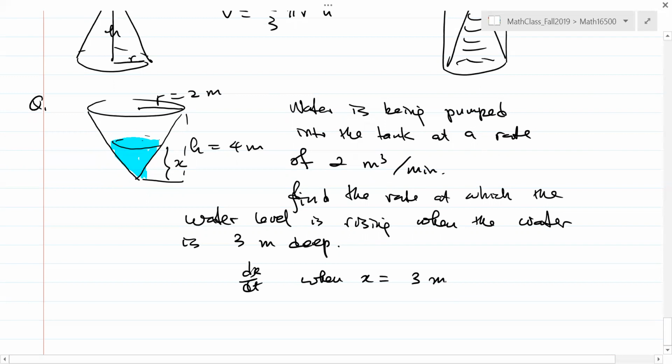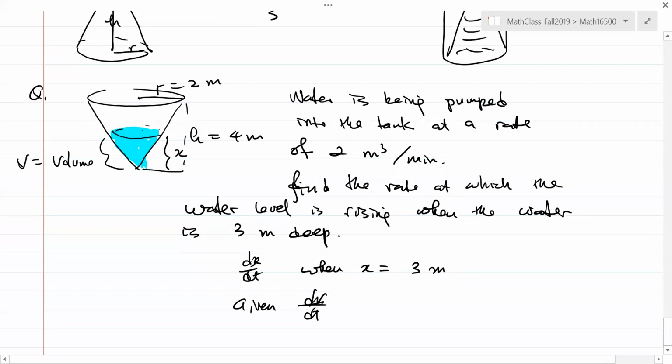What are we given? We are given the dimensions of this cone-like tank upside down. We are given the following information. If V is the volume of the water, the volume is increasing, right? So we are given dV/dt, because the water is being pumped into the tank, is going to be 2 cubic meters per minute, right? That's all.